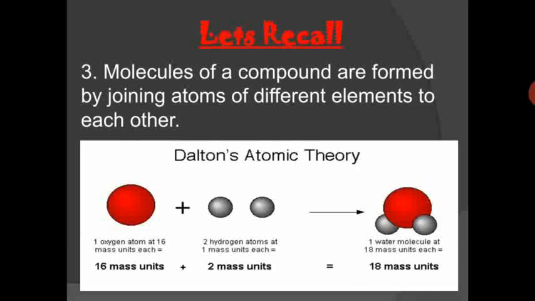Here you can see the diagram. Here a water molecule is formed by oxygen and hydrogen atoms combining. Means these two atoms combine chemically to form a water molecule. This is called chemical combination.